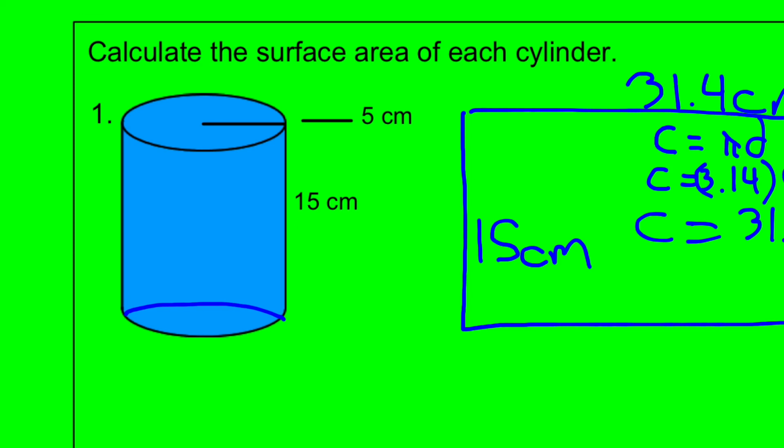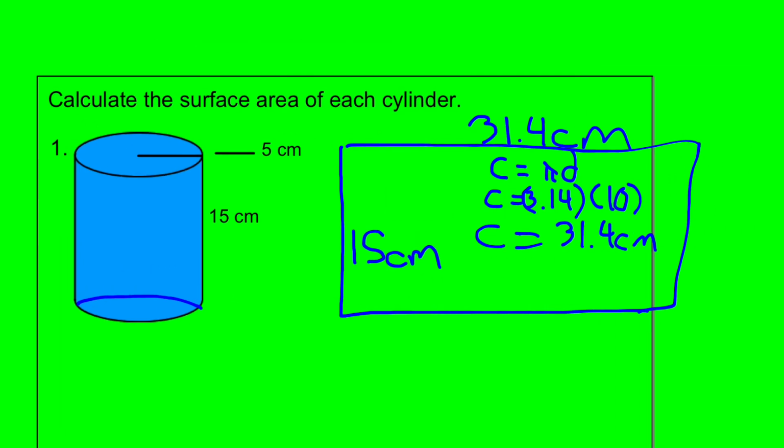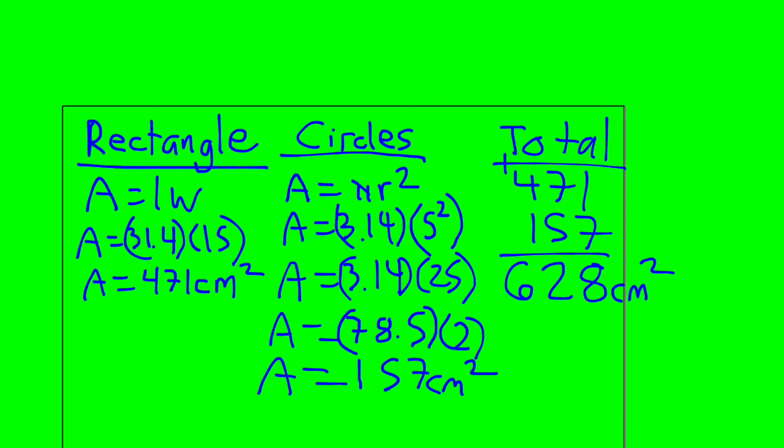Now, again, if you didn't want to know the whole thing, you could just calculate the area of the rectangular part or the area of the circular part. But that's how you calculate the area of a cylinder. You find the area of the rectangular part, and to do the rectangular part, you have to calculate the long side by getting the circumference, and then you do the area of the circles, and then you add them up, and you get a total. Now I'm going to do a couple more examples of this in my next video, but that's the basics of calculating the surface area of a cylinder.